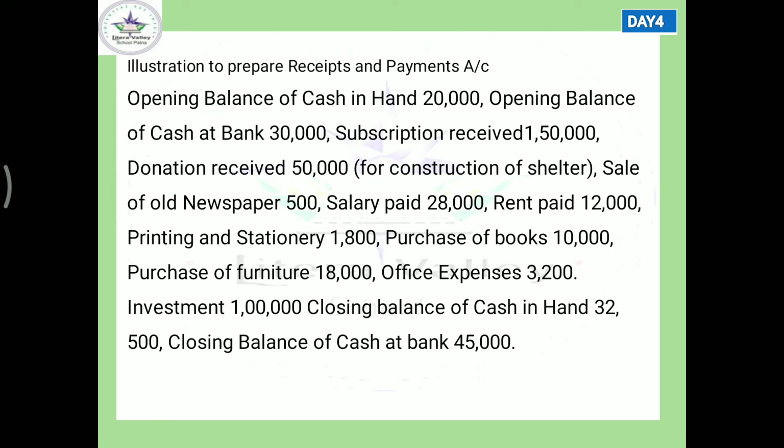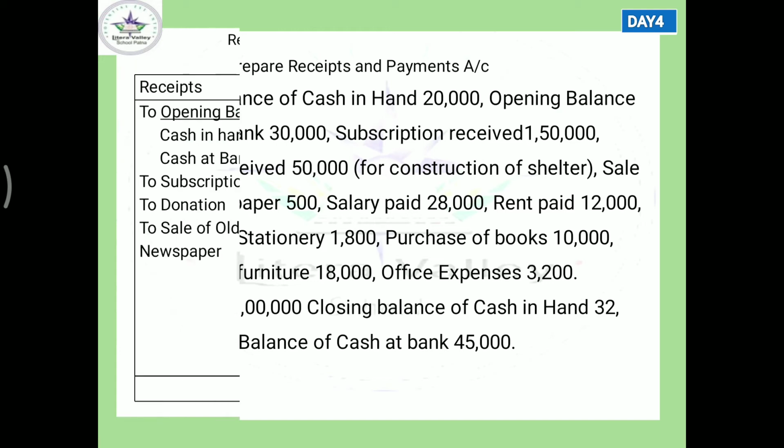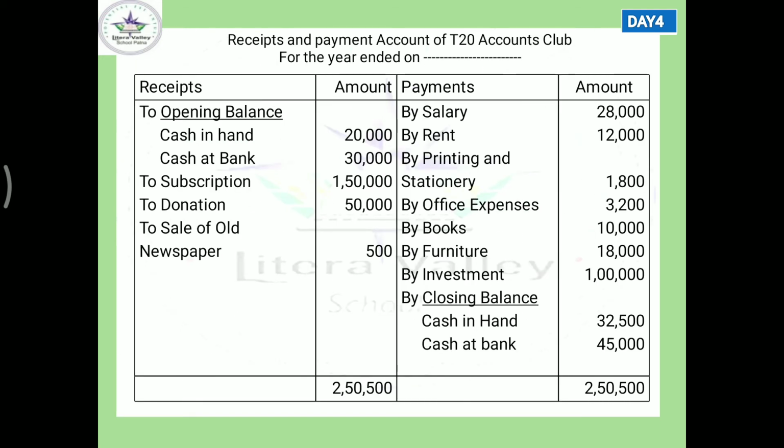In the question, these two sides, receipt and payment, should be in italics, if not otherwise explained in the question. So look at how it will appear. You can see opening balance, subscription, donation, sale of old newspaper, and salary, rent, printing stationery, office expenses, books, furniture, investment on the payment side.